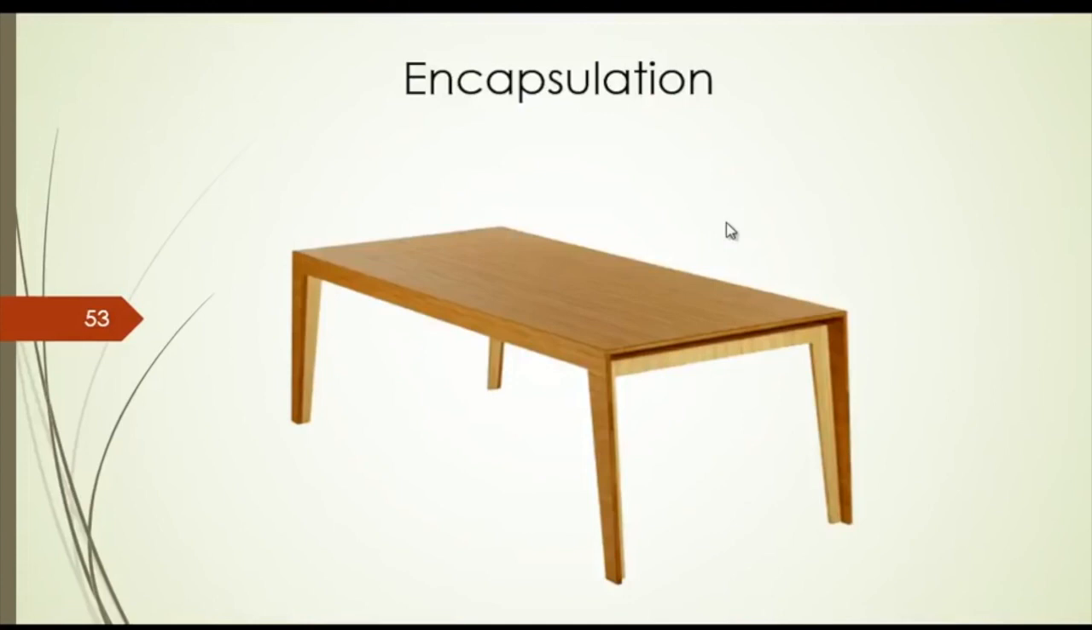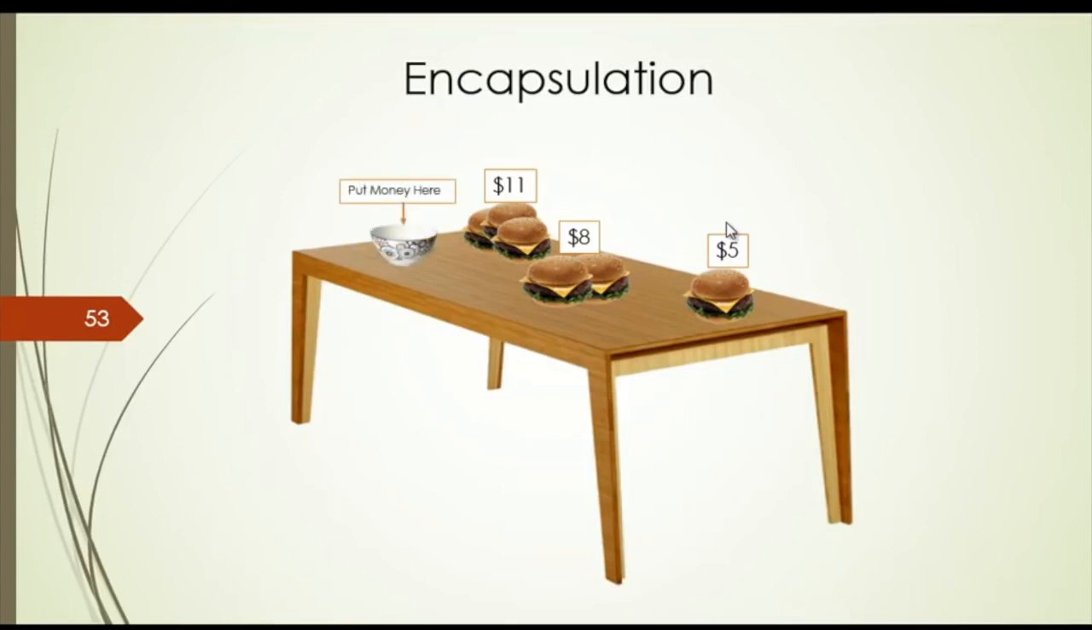Now we're at the fourth topic of our object-oriented programming, and this is called encapsulation, and most people really forget it. I'm going to give you a real life example so that you could remember it for the rest of your life. So let's say we're selling something. In this case, we're selling burgers. One burger is $5, two burgers are $8, and three burgers are $11. That's it. We put the price tag, and let's say we put a money bowl so that guys could take the burgers and put the money in the bowl.